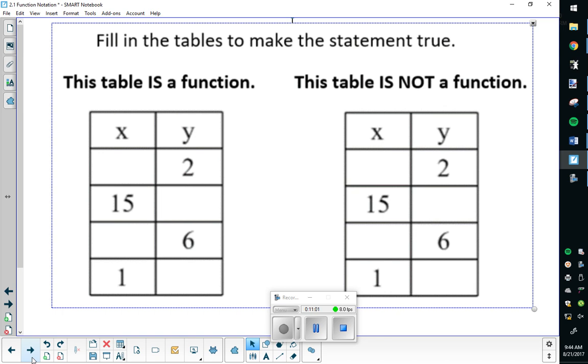Last thing here is I want you to fill out this table. So you're picking numbers to plug in here. Make this first one with the numbers given a function, and make the second one not a function. See if you can do that. Felicity, what'd you say for this first one? What'd you put in these columns?